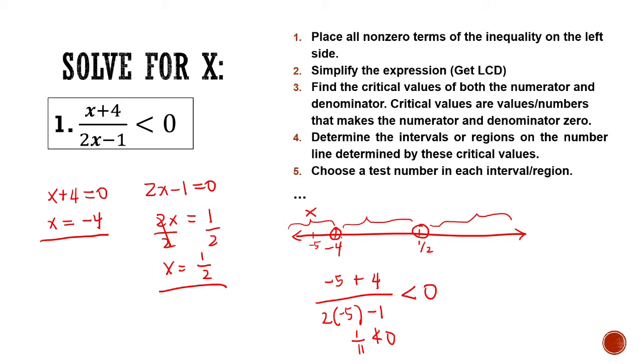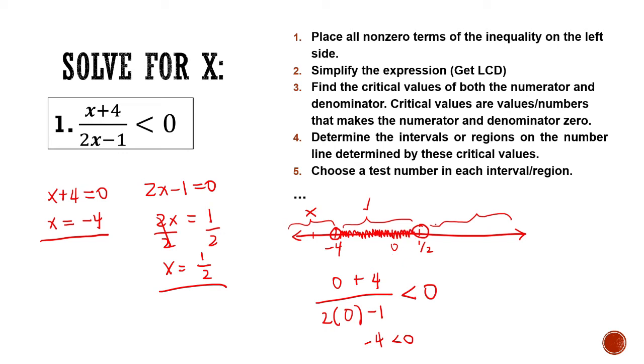Now let's try to get a number in between negative 4 and 1/2. So ano kayong pinakamadaling i-substitute dyan? Any number. Okay, I'll just get 0 para mas madali. So if I'm going to substitute 0, the answer is negative 4. And is negative 4 less than 0? Yes, a negative number is less than 0, meaning we are going to shade this because the numbers in this interval are included in the solution set.